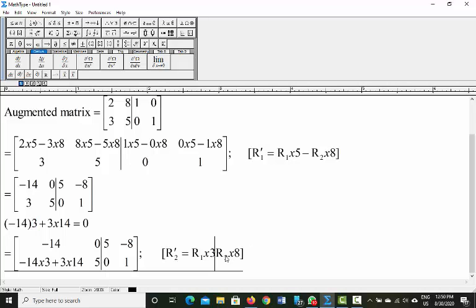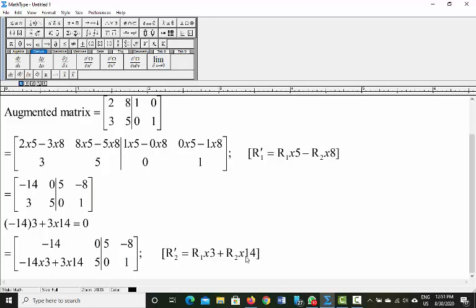And then plus, this is in the second row. So whatever you have in the second row, this 3 is in the second row, we will multiply it by 14. So this is the formula.